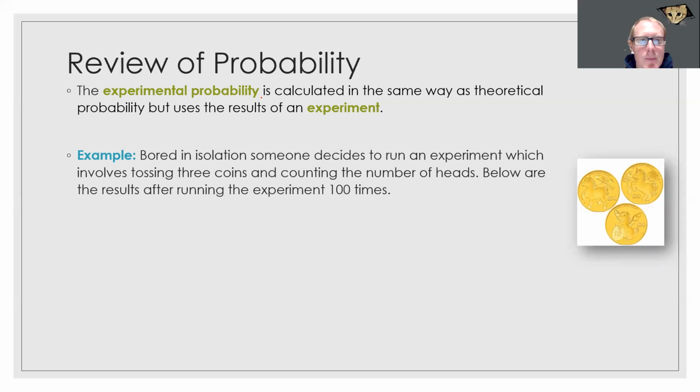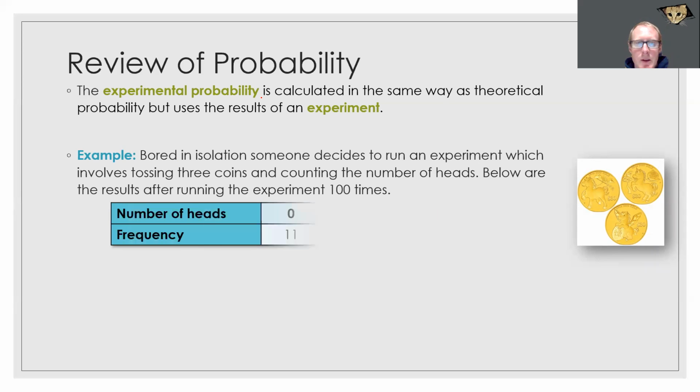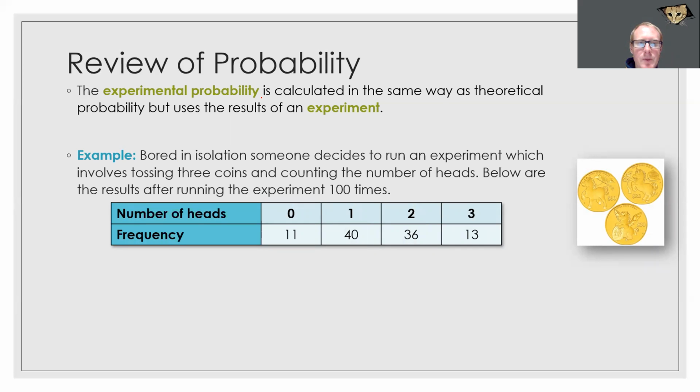So I've got an example here. Bored in isolation, someone decides to run an experiment which involves tossing 3 coins and counting the number of heads. Below are the results after running the experiment 100 times. Wow. This person's got a lot of time on their hands. So here we have a table. So you can see 11 times they threw 0 out of 3 heads. 40 times they got 1 head. 36 times they got 2 heads. And 13 times all 3 coins showed a head. Okay? Now, are those numbers exactly what you would expect in theory? Perhaps not, but that's what happened in this experiment.